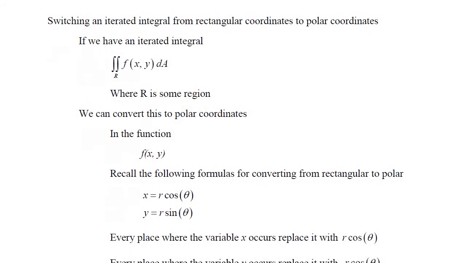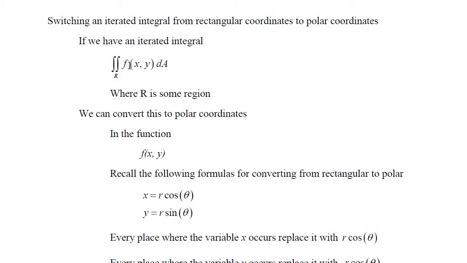Alright, so let's take a look at the idea of switching an iterated integral from rectangular coordinates to polar coordinates. So we have an iterated integral, so we're integrating over some two-dimensional region R of some function f of x comma y dA. And your dA represents either a dx dy or a dy dx. So R is some region. So we can convert this to polar coordinates.